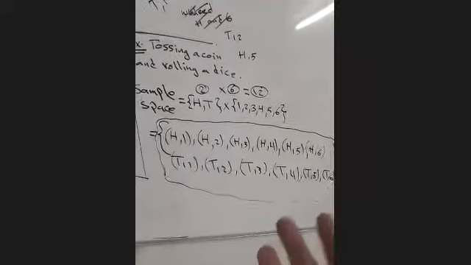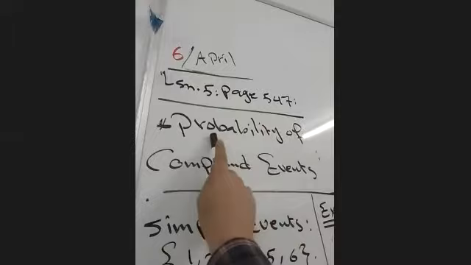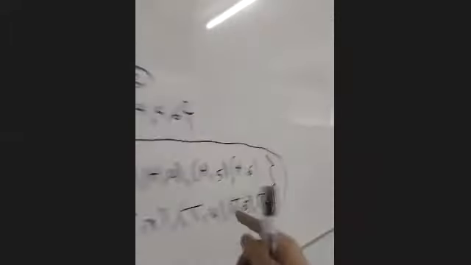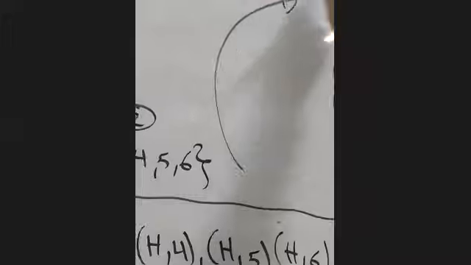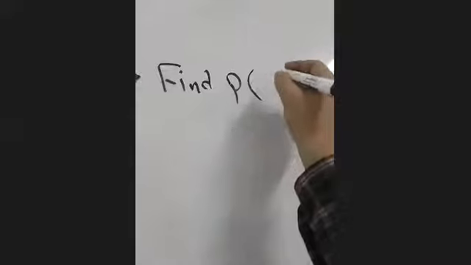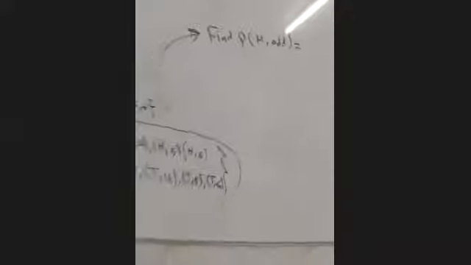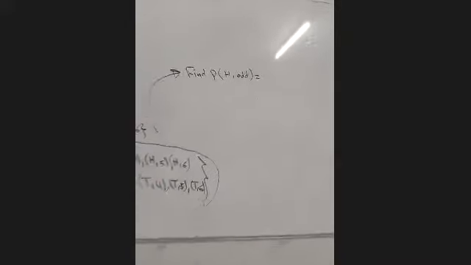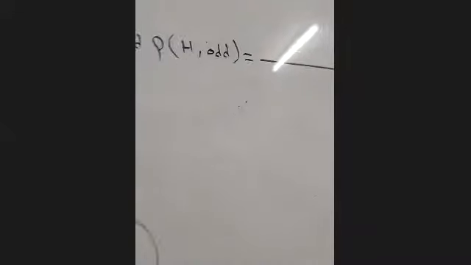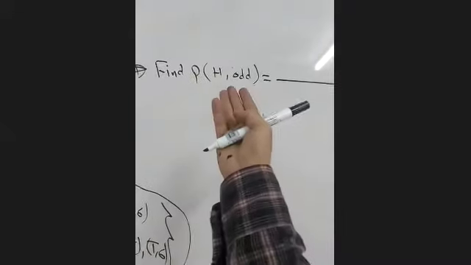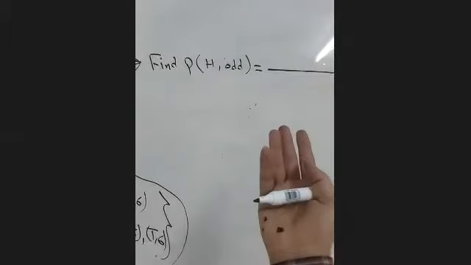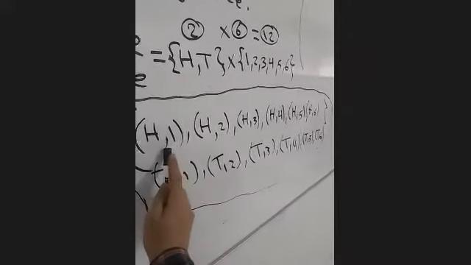Now, if I have the sample space, it's easy to find the probability of compound events. Look what I will ask you now. Find the probability of head with an odd number. How do we find the probability, guys? We count the event. This is the compound event. I will ask myself, how many heads and odd numbers do I have here? Let's count. One, head and odd.